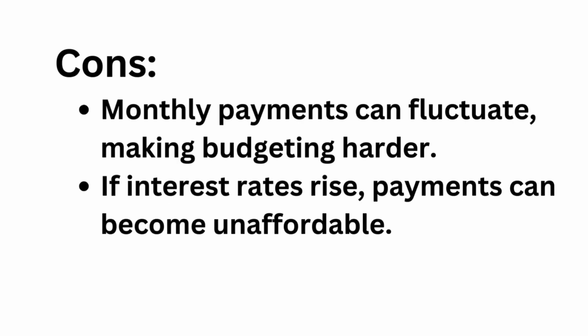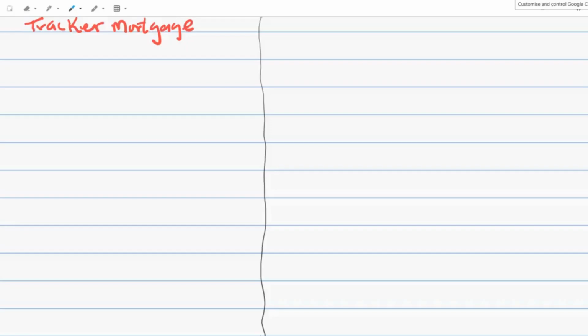And here are the cons. Monthly payments can fluctuate, making budgeting harder. And number two, if interest rates rise, payments can become unaffordable. Now, let's do an example for a tracker mortgage. Let's now assume that Ben decided to go for a tracker mortgage.